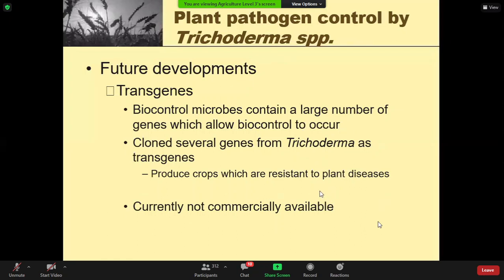So in future, we can exploit the target gene of beneficial microbes to incorporate this gene in the plant. For example, here the BT brinjal. This is the resistant variety to the brinjal shoot and fruit borer. But what is the BT gene? The BT gene is present in the bacterium Bacillus thuringiensis. That gene produces a toxin, and this toxic substance kills the brinjal shoot and fruit borer.